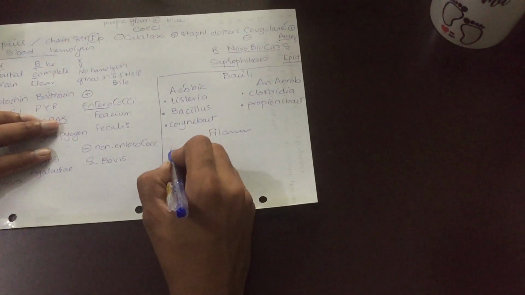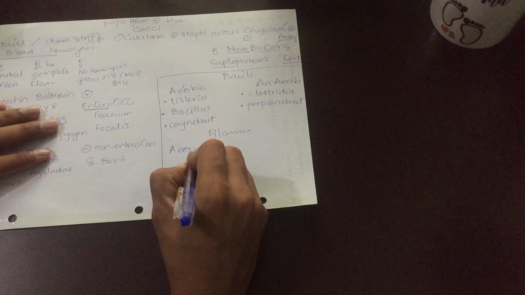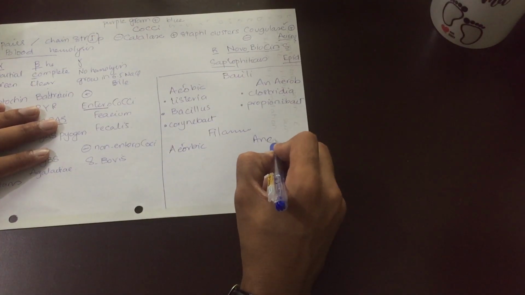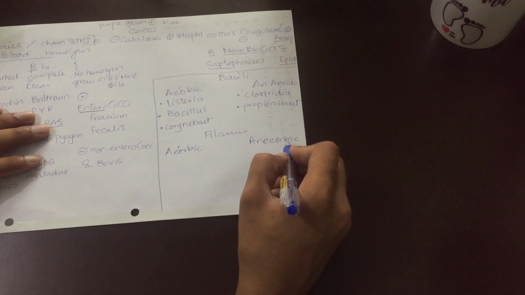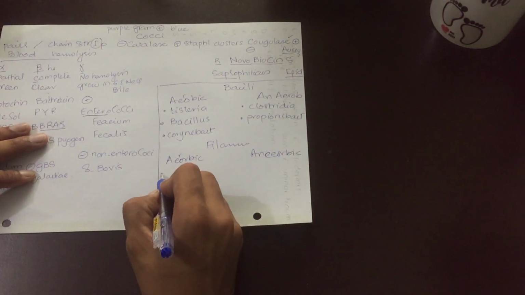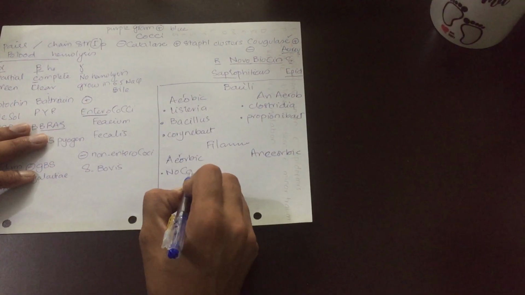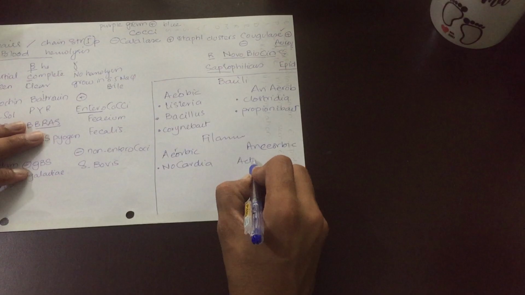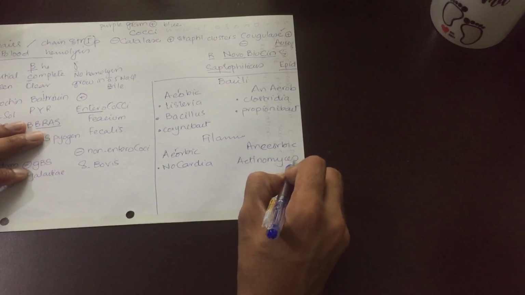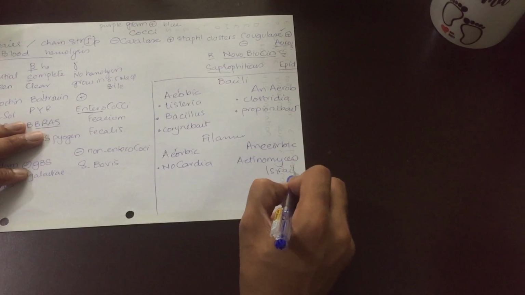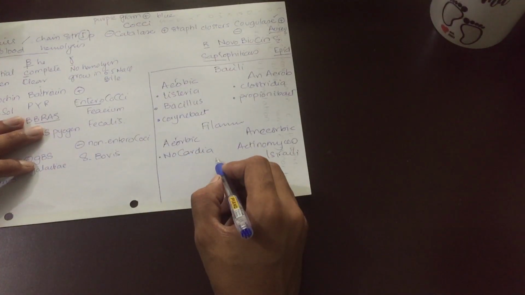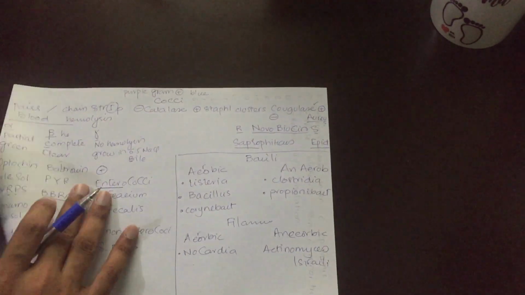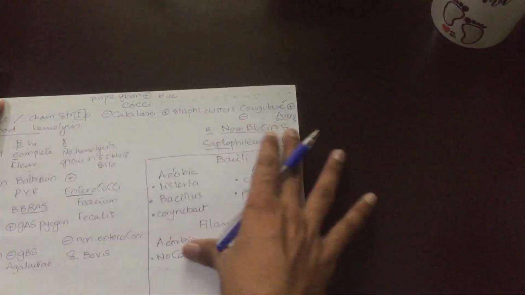Then we have filamentous branching gram positive bacteria, in which we also do an aerobic or anaerobic test. In the aerobic one we have Nocardia, and also we have Actinomyces israelii. We also do acid fast, so Nocardia is weakly acid fast. So this is the general classification of bacteria.